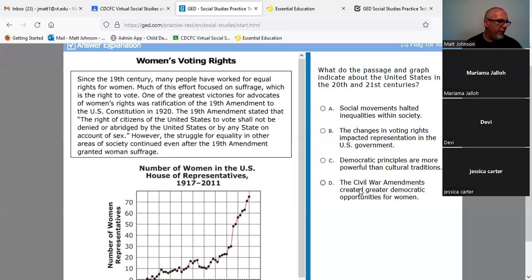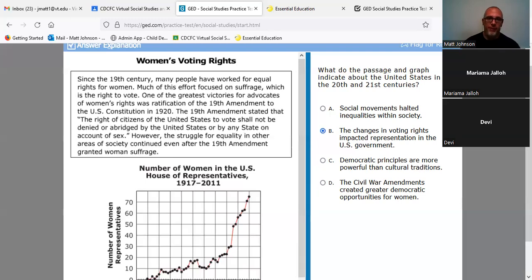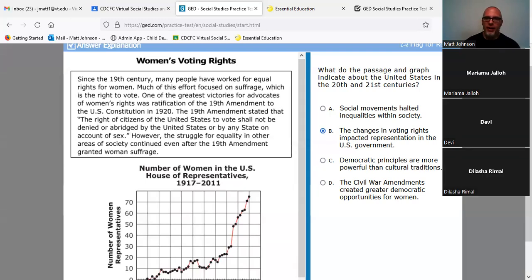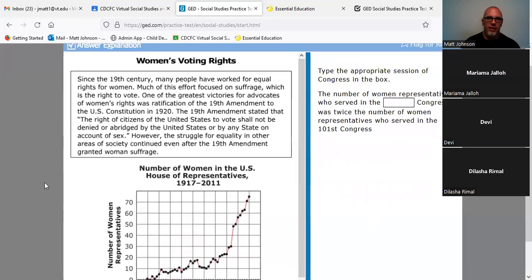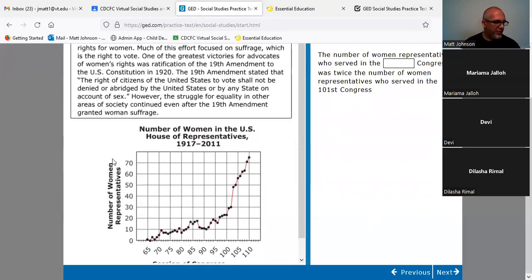I believe, because we're looking at women's voting rights, and the graph is showing how representation changed, the correct answer is going to be B. So the changes in voting rights impacted representation in the U.S. government. All right, and Kate is agreeing with me there. So B, and then Kate, this one's going to be for you. Let's see what we got.